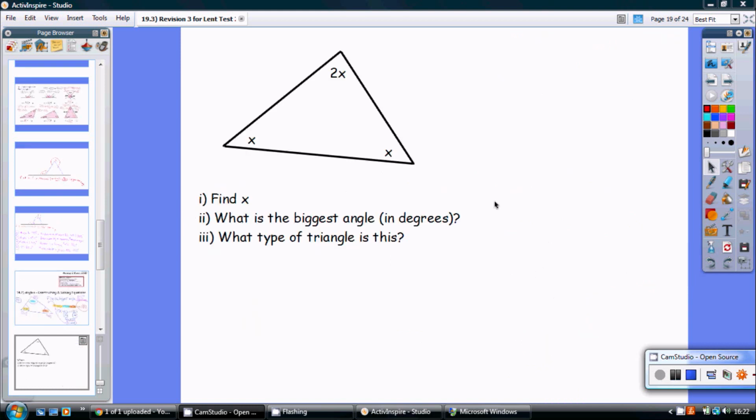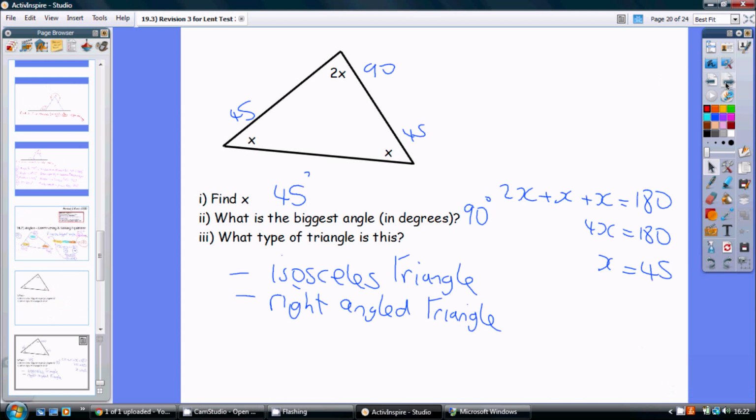Right, your turn to have a go. So copy this one out and answer the question. So we know that 2x plus x added together equals 180. So 4x equals 180. So x must be 45.